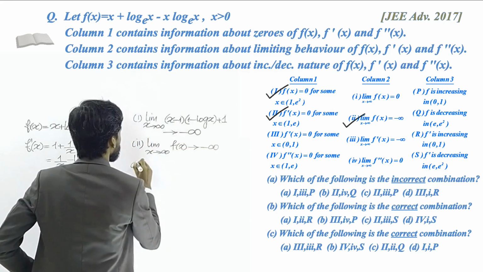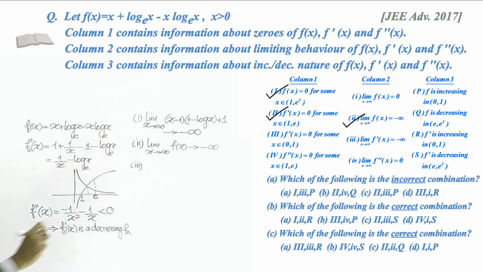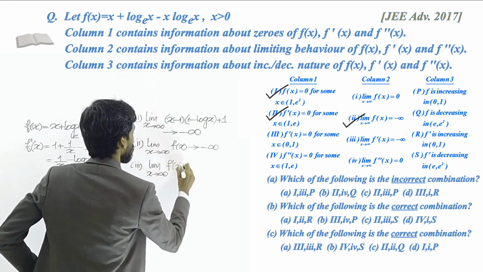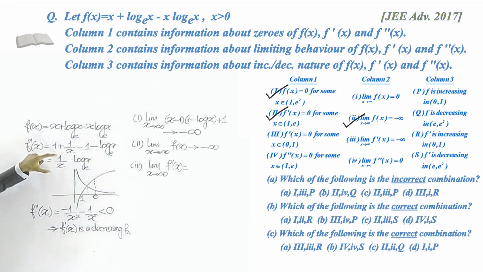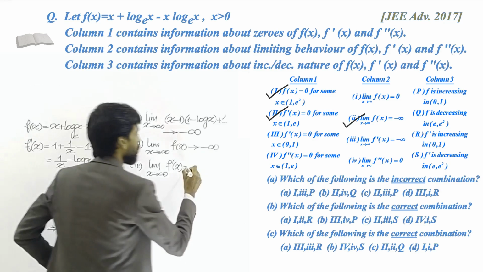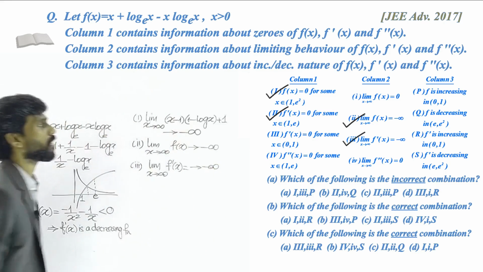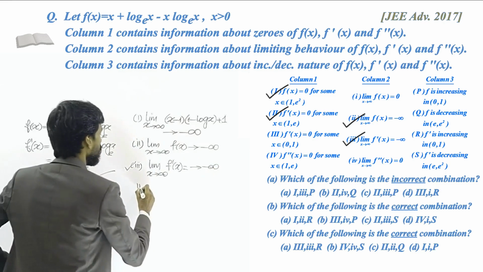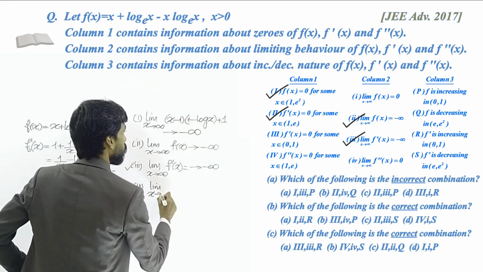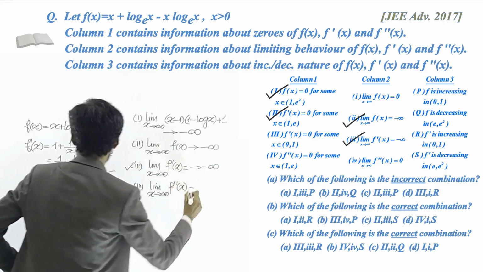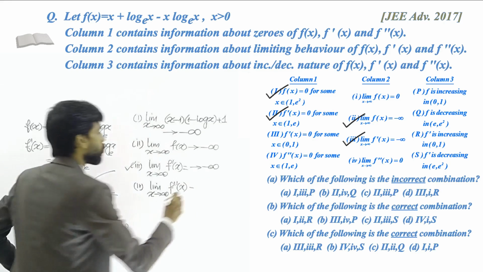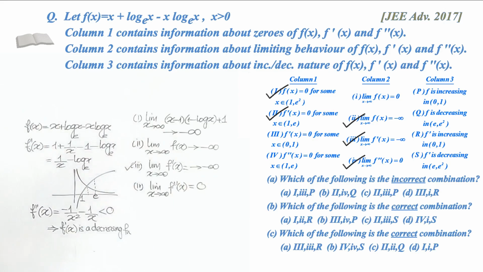Now the third one, limit x tends to infinity, f dash of x. We found f dash of x here. When x tends to infinity, 1 by infinity is 0, minus log infinity tends to infinity, so 0 minus infinity is minus infinity. So that is correct. Last one, limit x tends to infinity, f double dash x. That is simple. When x tends to infinity, 1 by infinity is 0, so the whole thing becomes 0. So 0 is the value.